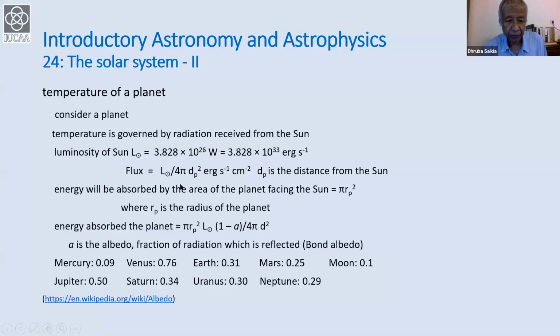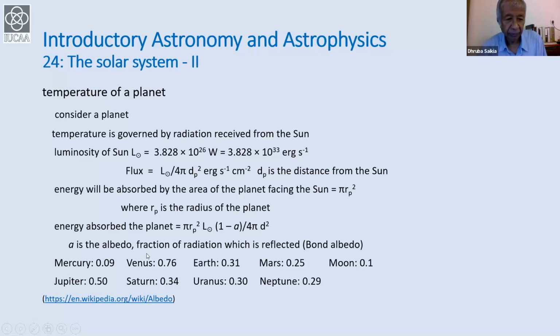Now let's just do a little sum and we'll look at that. Okay, consider a planet. Temperature is governed by radiation received from the sun. We know the solar luminosity. Flux is luminosity of the sun divided by 4 pi distance of the planet squared. And the energy absorbed by the planet will depend upon pi rp squared, where rp is the radius of the planet, and that is the surface area facing the sun. Now, energy absorbed by the planet will depend upon the albedo, right? So 1 minus a fraction is absorbed. Okay. So that is the energy absorbed: pi rp squared L sun (1 minus A) over 4 pi d squared.